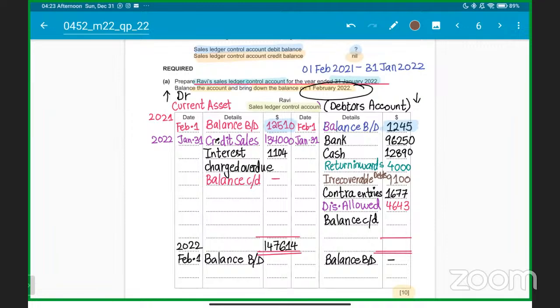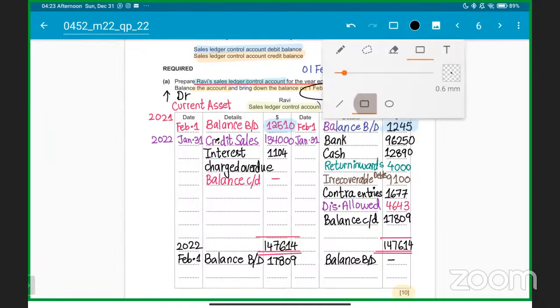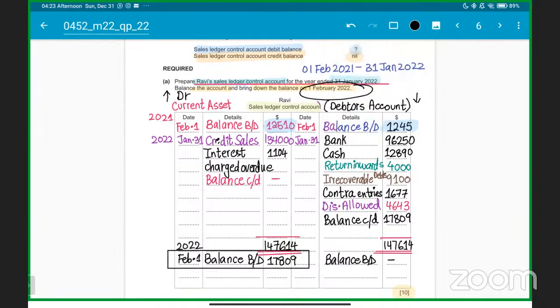4,643. So we already got 17,809 as the difference between them. And this will come in the balancing of both accounts. Make sure the mark is for this here, 17,809. Understood? That's how you do the 10 marks for the numerics, okay?